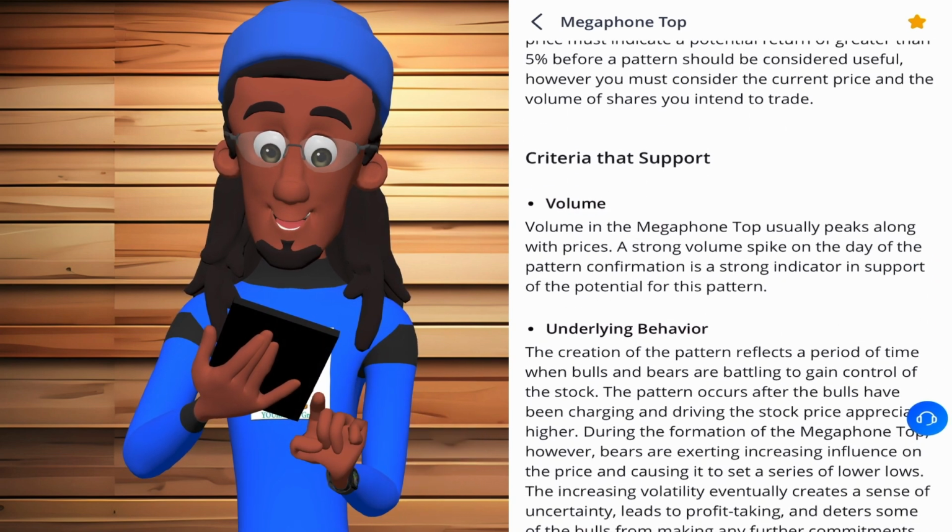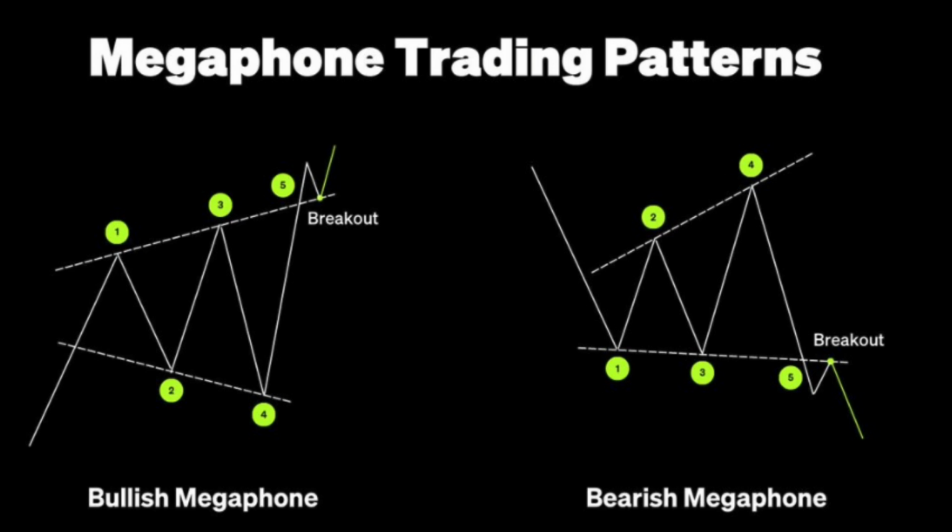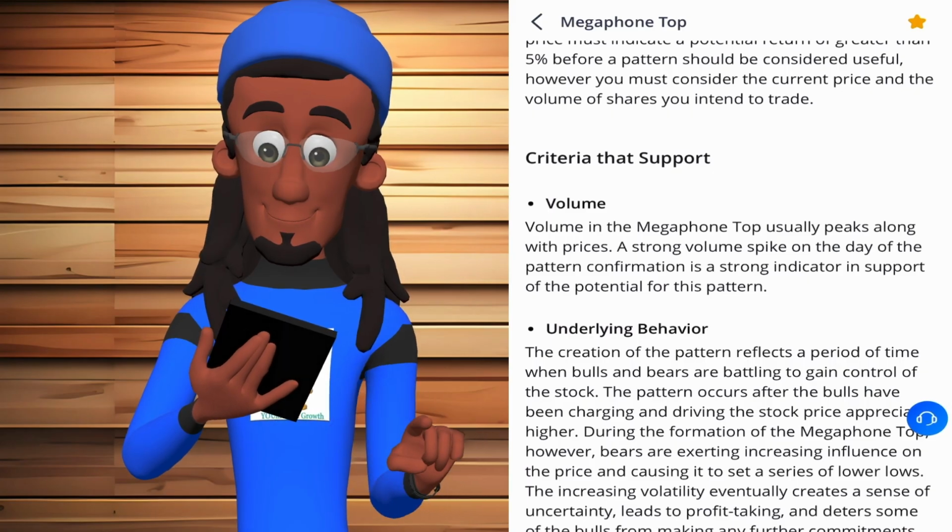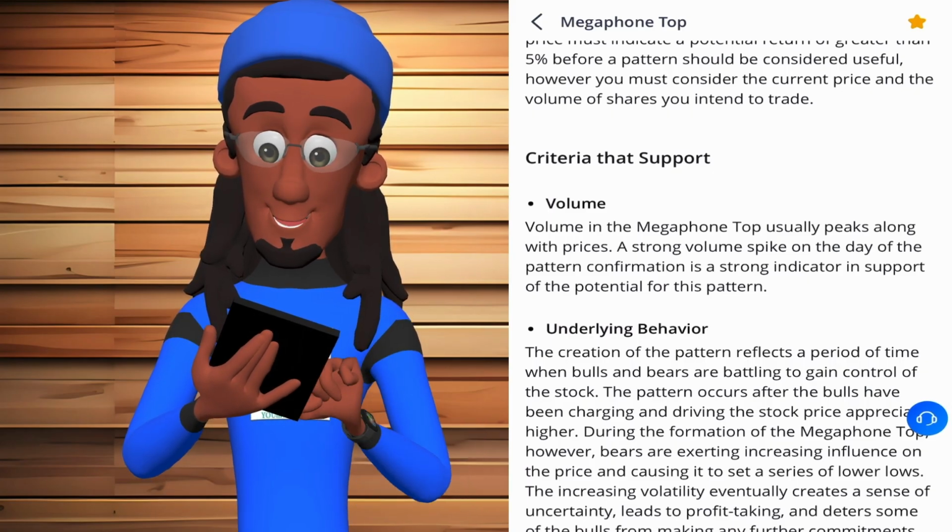All right, so criteria that support volume. Again, heavy on the volume. Volume in the Megaphone Top usually peaks along with prices. A strong volume spike on the day of the pattern confirmation is a strong indicator in support of the potential for this pattern. All right, so let's talk about the underlying behavior.